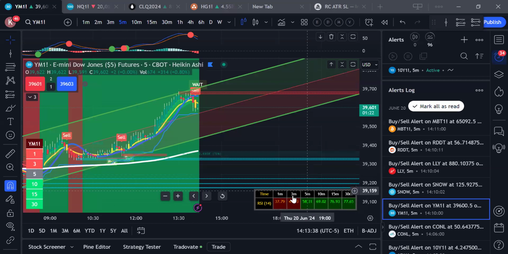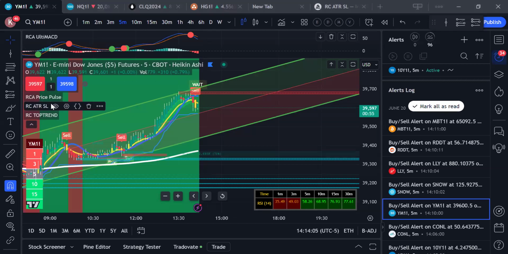right? Your RSI is still green. Your trend is also not completely red. Your EMA 200. Because of all those reasons, it is telling you, wait, don't short here. Even though the top trend is telling you to sell, don't do that. That's what it is telling you. It is checking all other things. So instead of me telling you, don't short a bullish one, now this algo is telling you. The algo name is RCATRSL.